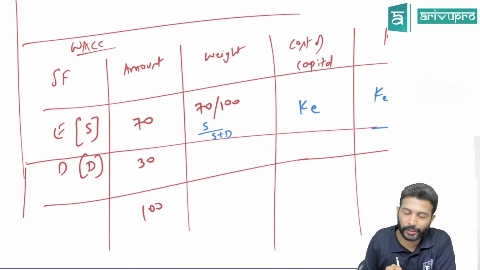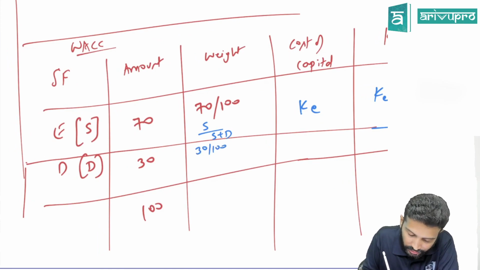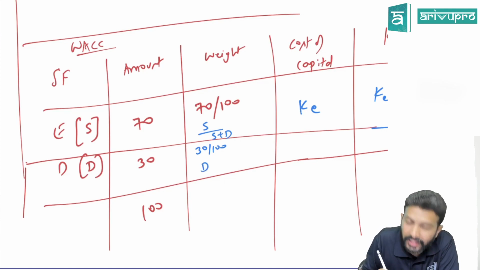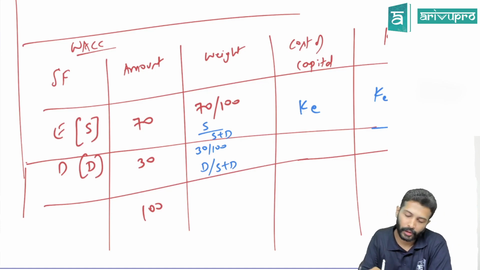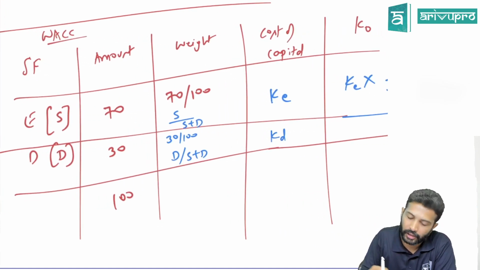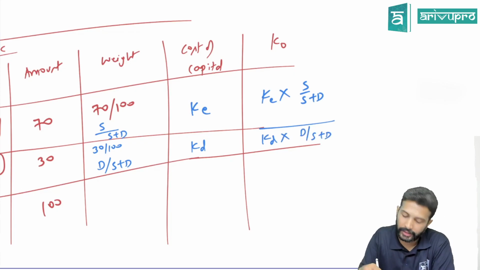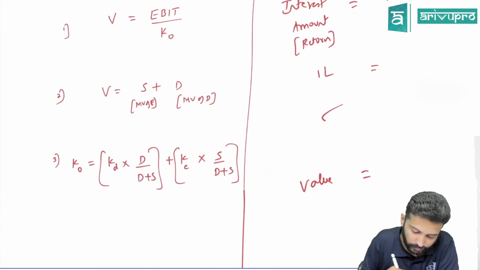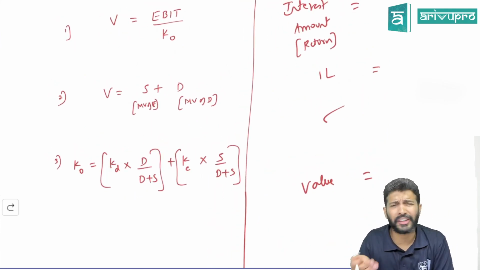If you have to express in debt, how will it be? It will be 30 divided by 100. 30 is what, sir? 30 is your debt, as in D. 100 is what? S plus D. And then you take cost of debt. How do you get overall cost of capital? Cost of debt into D divided by S plus D. That is what I've done here. Yes or no? Fancy formula, but that's what we've been doing. Another way of expressing the same thing.